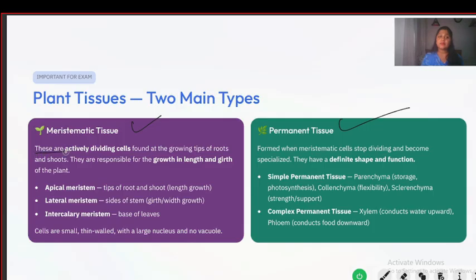Meristematic tissues are those which are actively dividing cells. They keep dividing, they don't stop. They are found in the growing tips of roots and shoots. They are responsible for growth in the length and girth of the plant, both, and for them to be strong, these meristematic tissues are essential. There are three types of meristematic tissues: apical meristem, lateral meristem, and intercalary meristem. Apical meristem is present at the tip of the plant.